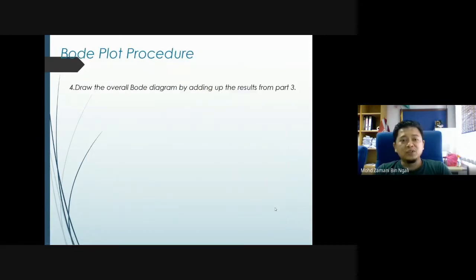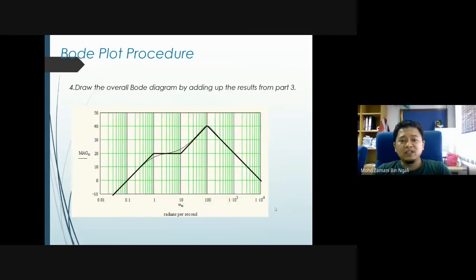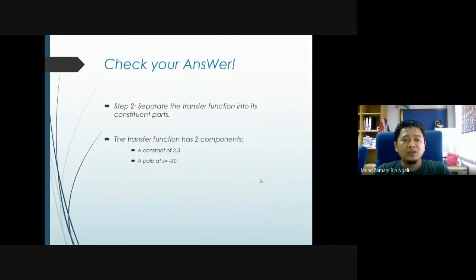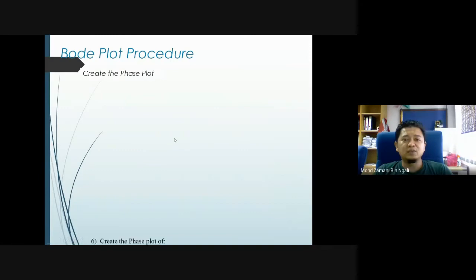Next, we draw the overall Bode diagram by adding up all the results from part 3 just now, and we will have this straight black line. Whereas if you draw it using software, MATLAB for example, you will get this slightly curved line. That is the actual magnitude line, or gain line. This is the estimation line that we draw. Right, so we go for the phase line, create the phase plot.